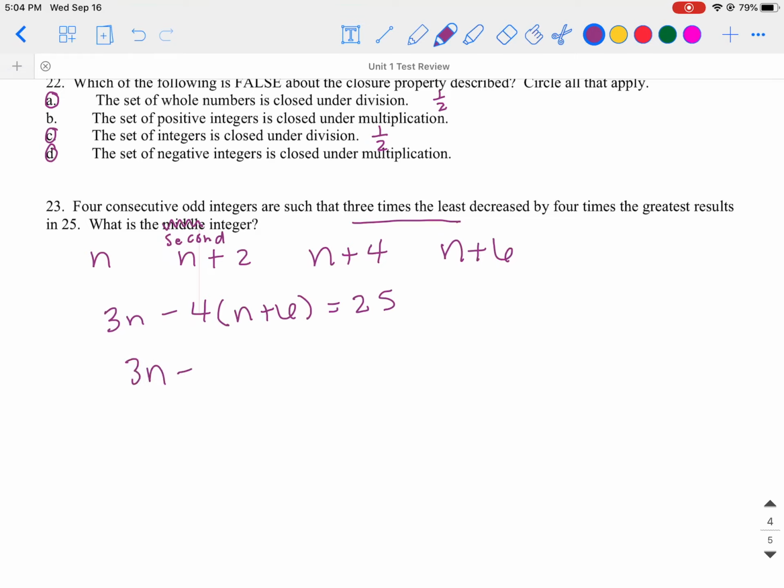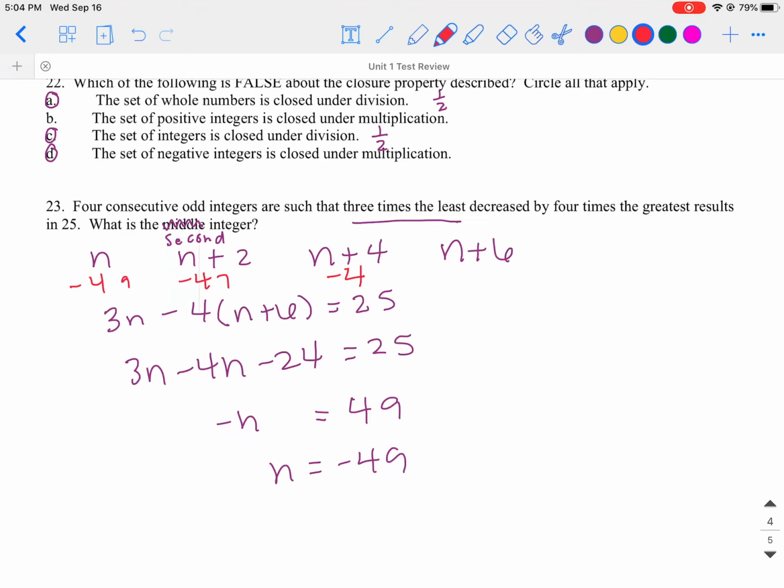So this would be 3n minus 4n minus 24 equals 25. So I would have negative n. If I add that 24, I would have 49. So n would be negative 49. So negative 49, negative 47, negative 45, negative 43. So our answer is negative 47.